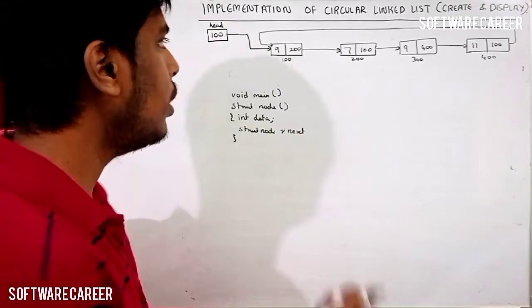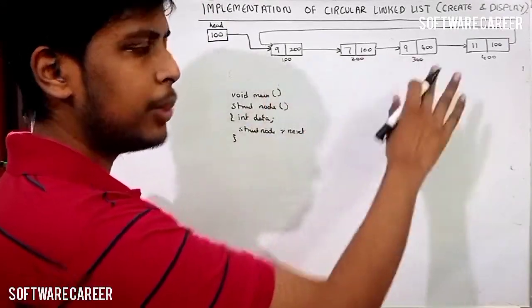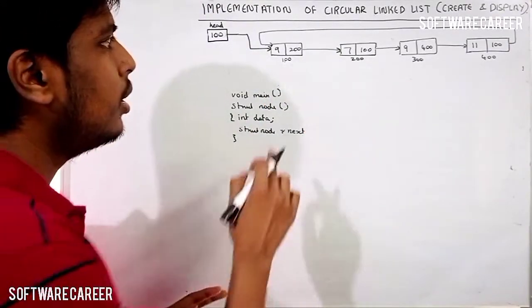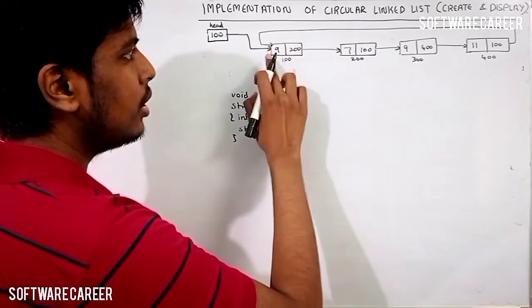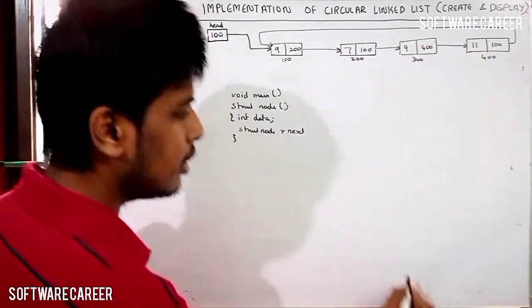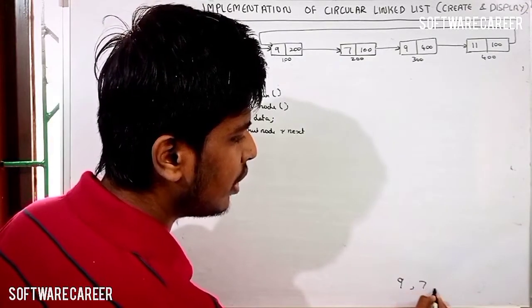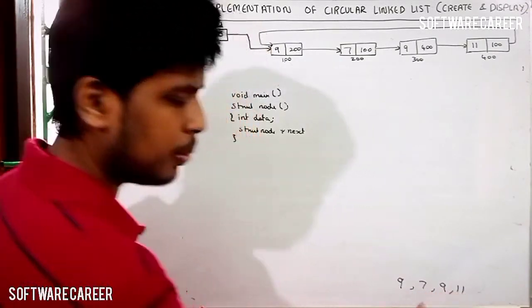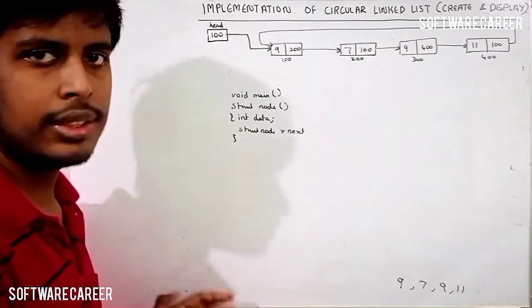Now I will teach you how to display all the elements present in the circular linked list. The elements present in this linked list are 9, 7, 9, 11. So it should print 9, 7, 9, 11. It should display like this. How to display it? Let's see.